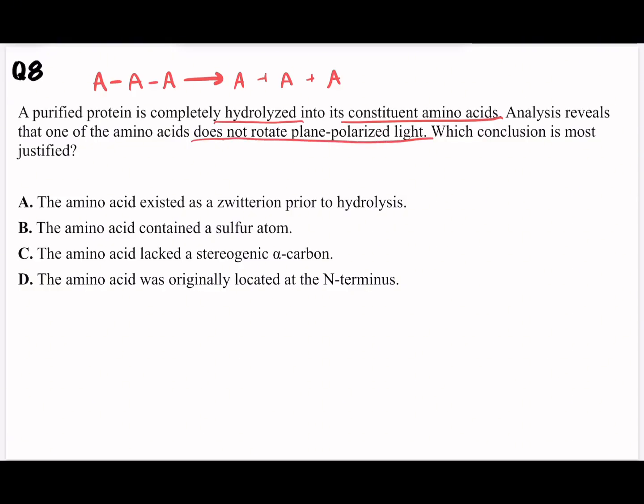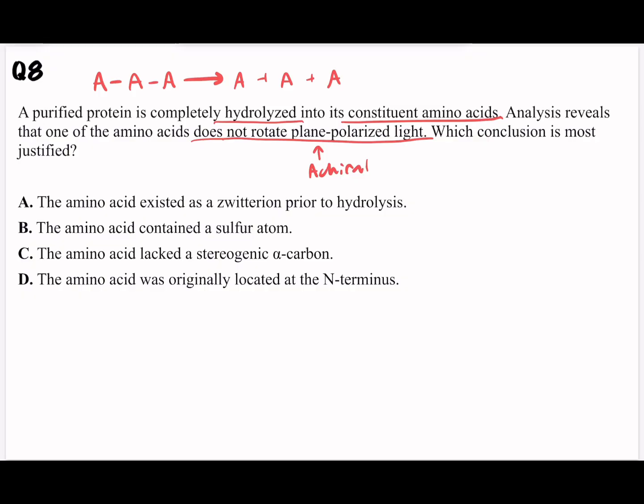Immediately when you think of rotating plane polarized light, you don't need to know anything about the physics behind it, how this happens or why it happens. The only thing you need to know is that only chiral compounds can do this. So if it doesn't rotate plane polarized light, this compound is achiral. Which conclusion is most justified? Well, let's take a look. The amino acid existed as a zwitterion prior to hydrolysis. This doesn't really make sense. It doesn't have anything to do with the question.